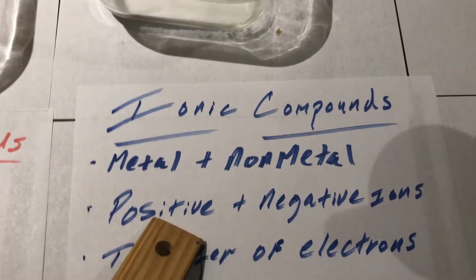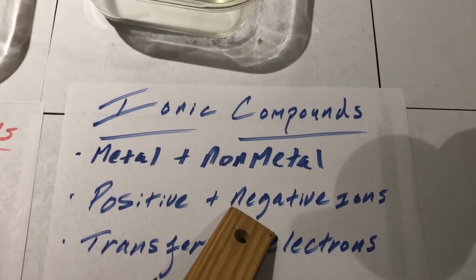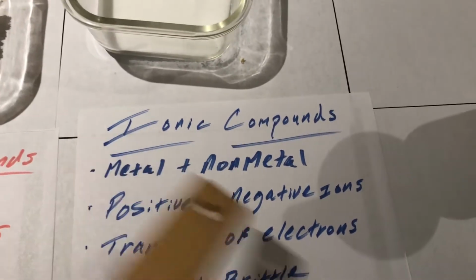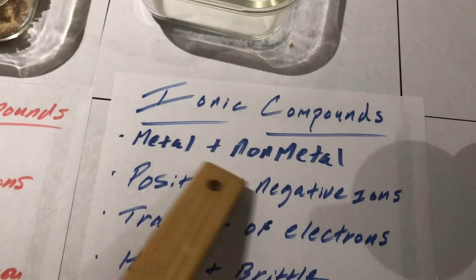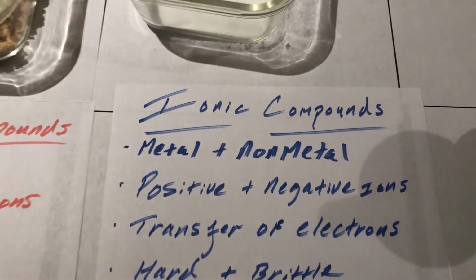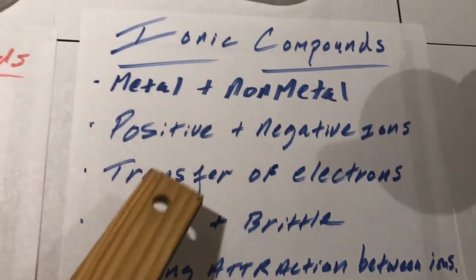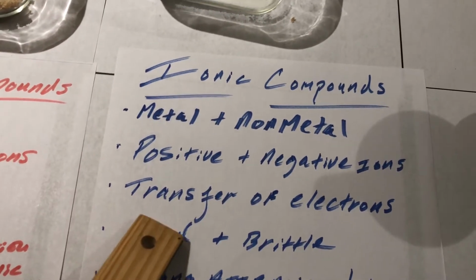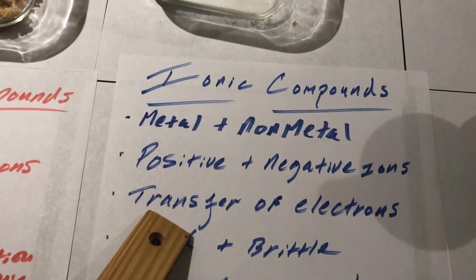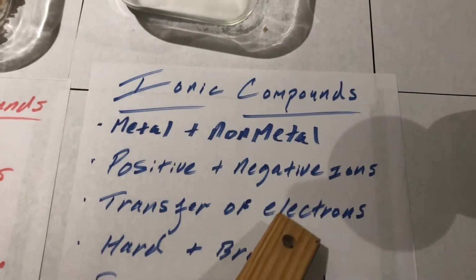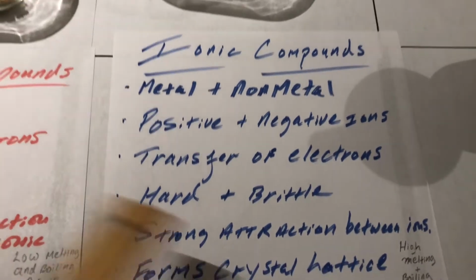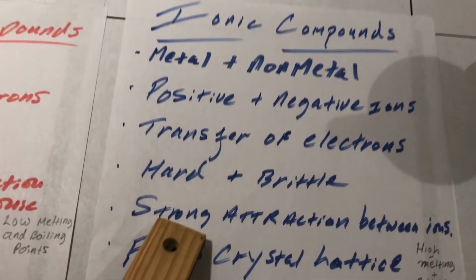They're made up of positive and negative ions. Remember, we talked about metals losing electrons, forming positive ions, and non-metals gaining electrons, forming negative ions. Those guys attract, and bam, you have an ionic compound on your hands. They're formed by transfer of electrons in their bonds. Once again, primarily the metal loses and the non-metal gains. So transfer of electrons is involved, as opposed to sharing in covalent.